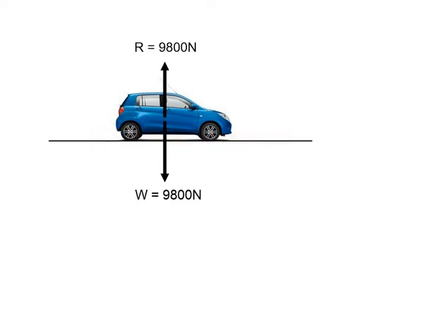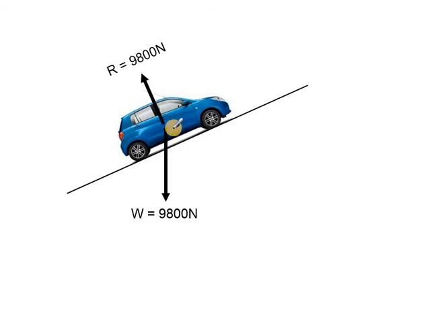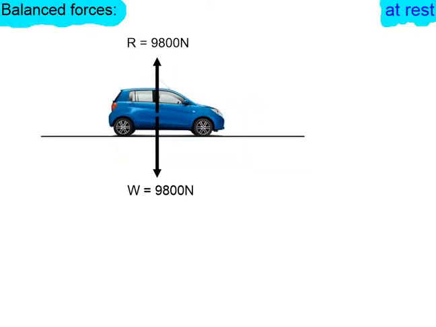So if the road was inclined like this, the weight is still acting vertically downwards, but this force, the normal reaction force, is perpendicular to the road. But we're not looking at this, we're looking at this example. So the car is at rest.